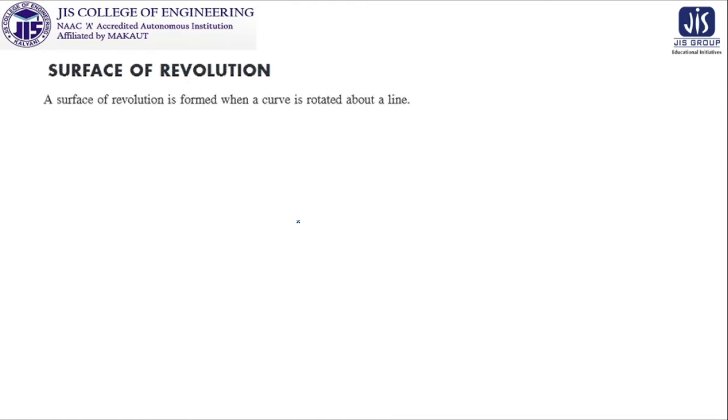Now moving forward, what we see: a surface of revolution means a surface is formed when a curve is rotated about a line or axis.